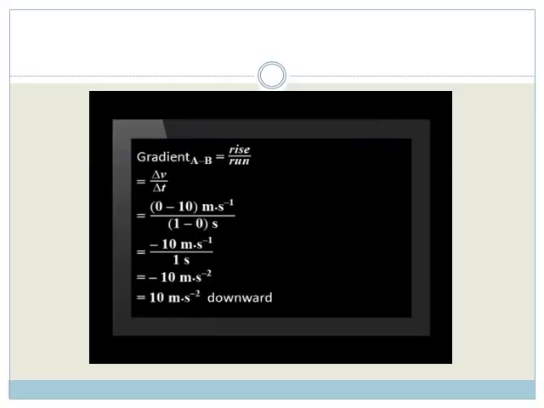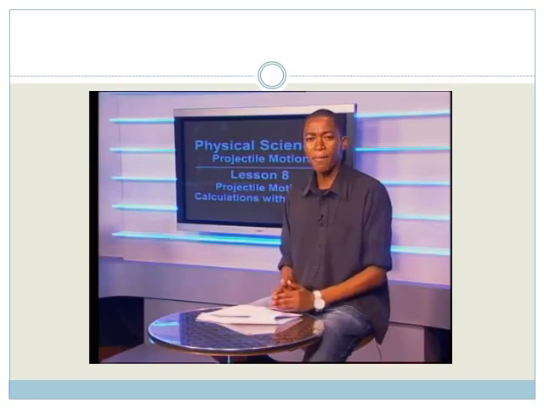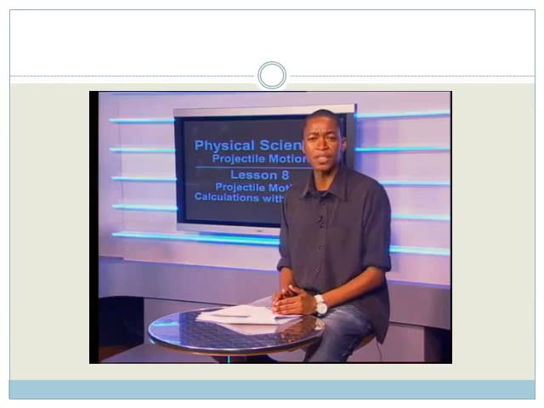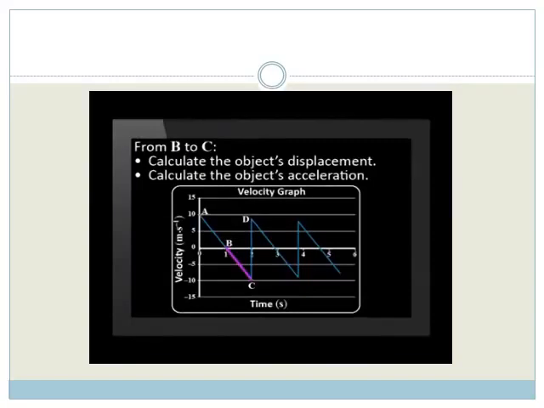This is an acceleration of 10 meters per second squared downward. We expected this too, since the ball is in free fall during this interval. Remember that in these questions, the acceleration due to gravity has been simplified to 10, rather than 9.8 meters per second squared downward. The next questions are about interval BC.